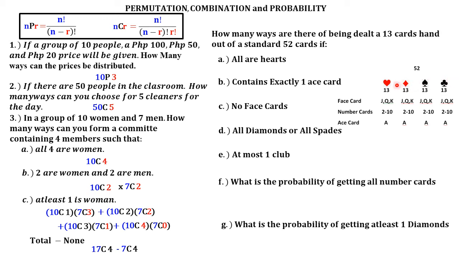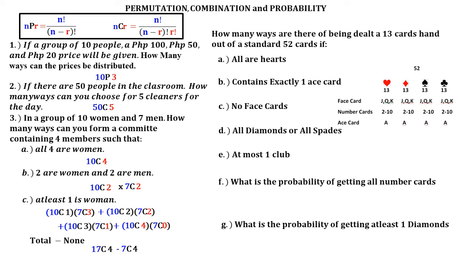From this shape, we have the face cards, that is the Jack, Queen, King. Tinawag siyang face card kasi may face siya. From the number cards, we have 2 to 10: 2, 3, 4, 5, 6, 7, 8, 9, 10. And we have the ace cards. Now, let's solve letter A.